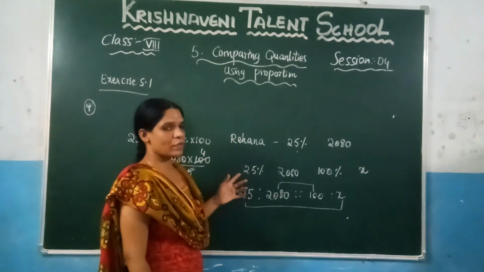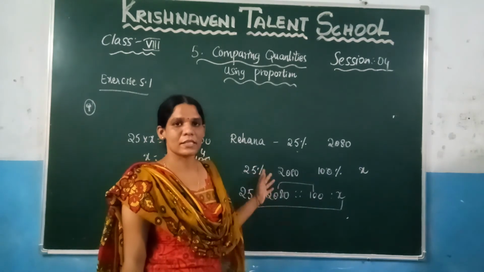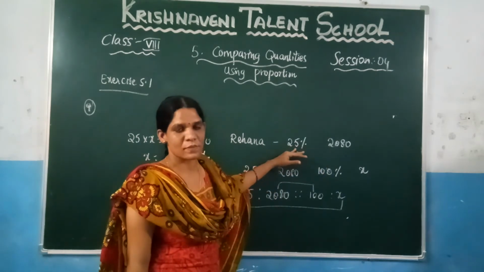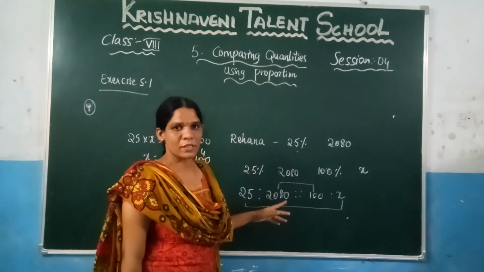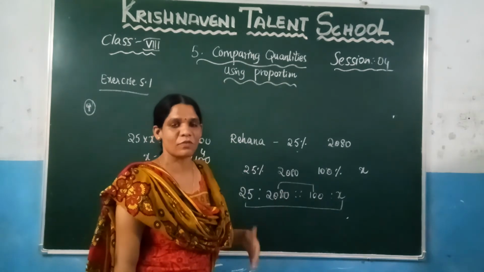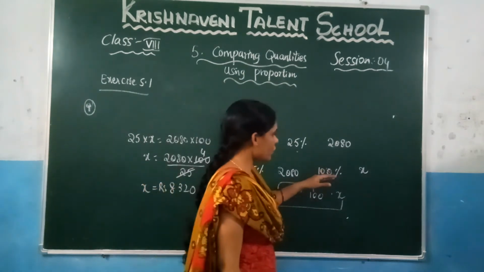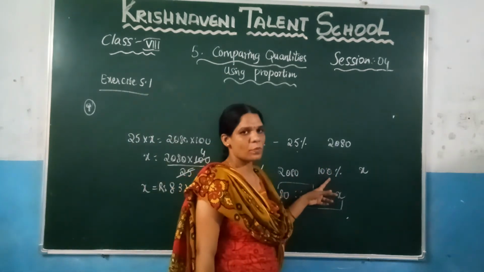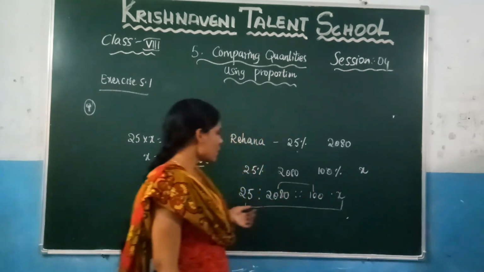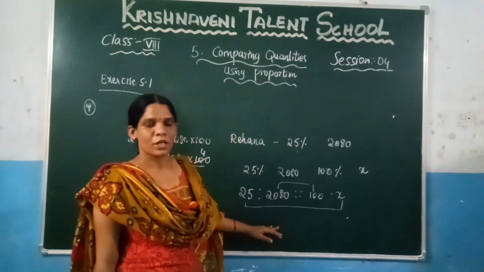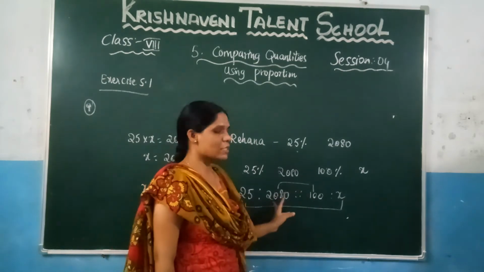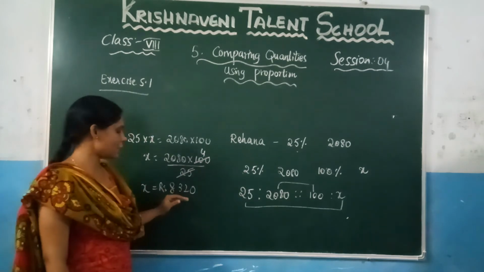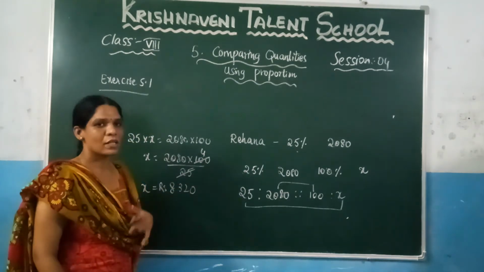Again, what is the question given here? Rehana owns a business. He is getting a profit of 2080 rupees for 25%. Now you need to calculate the total. Percentage is nothing but you need to calculate for 100. So I have written here for 100%. What is the total profit they asked? We don't know the total profit. Let us consider it as x. Since these two ratios are in proportion, the product of the extremes is equal to the product of the means. So we got the x value as 8,320. This is the total profit of Rehana.